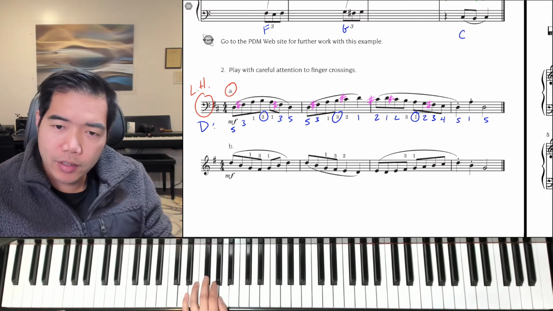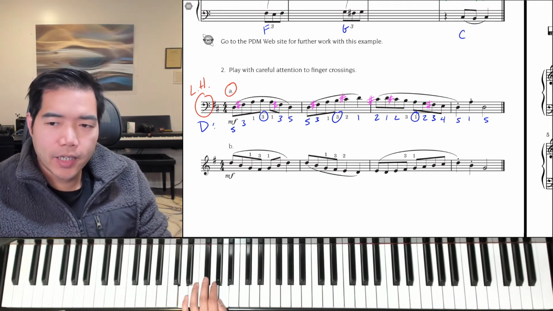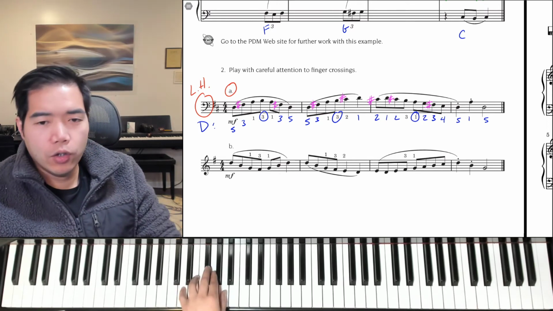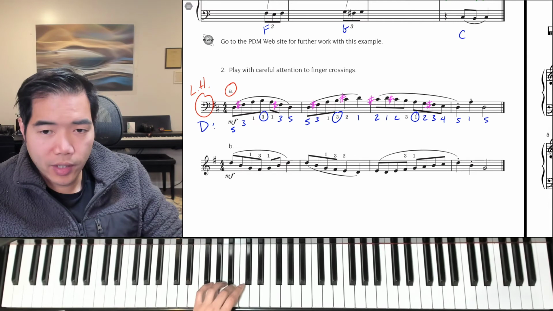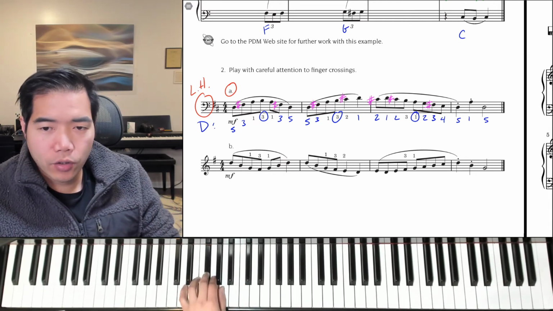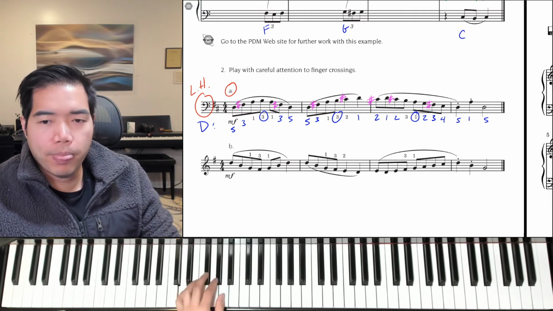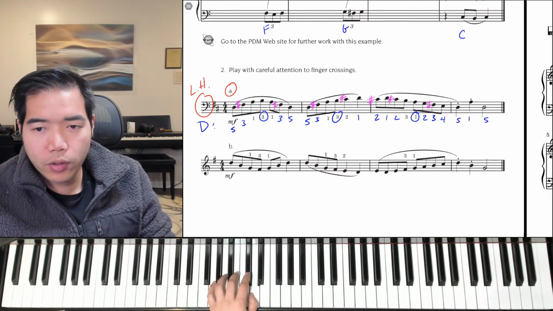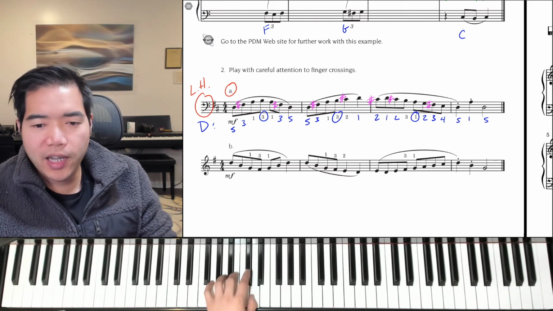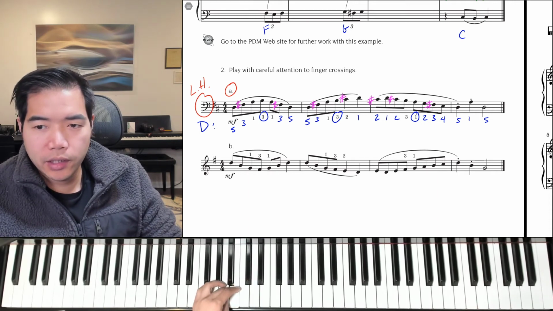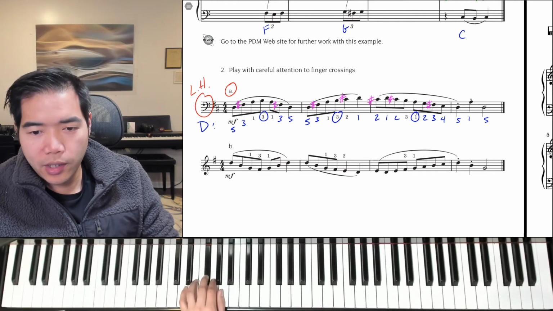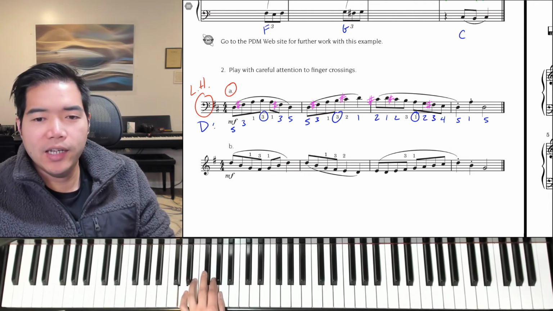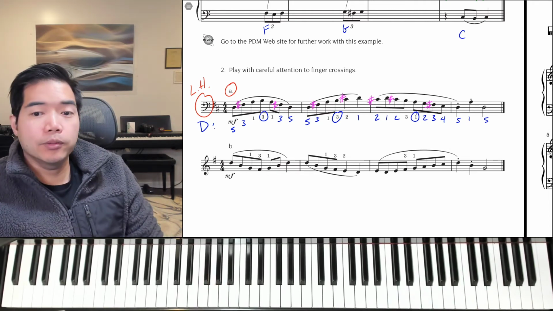Okay. Now let's try this slowly. 1 and 2 and 3 and 4 and, 1 and 2 and 3 and 4 and, continuing through the pattern.